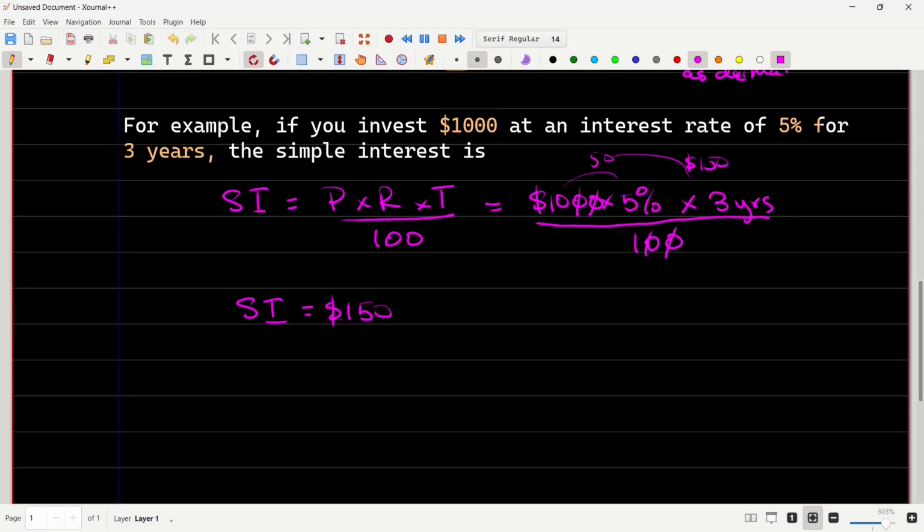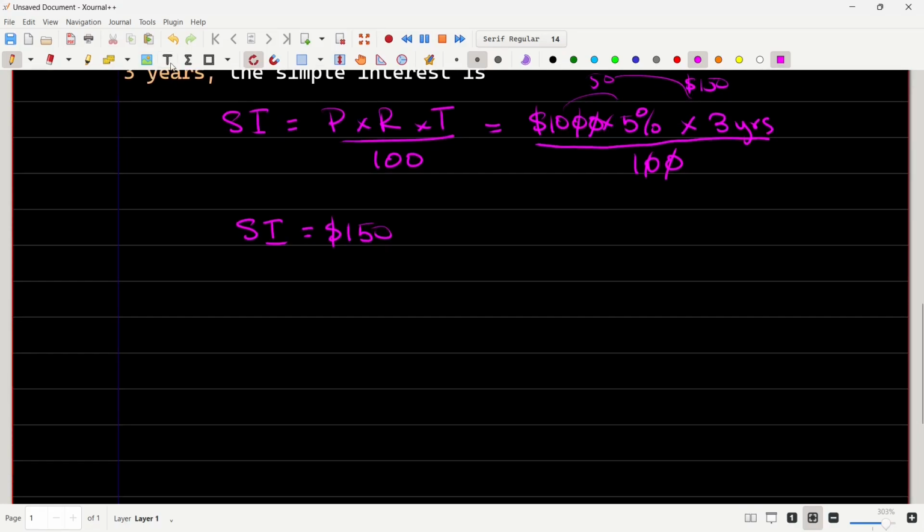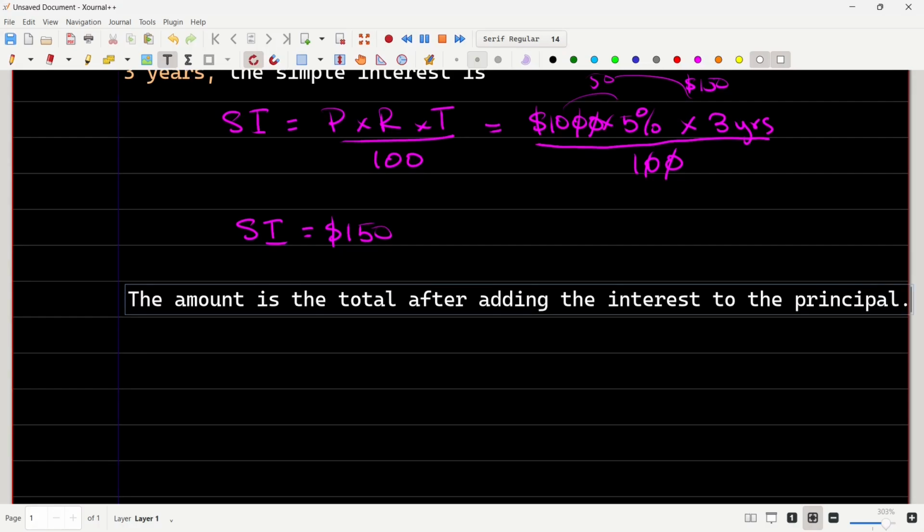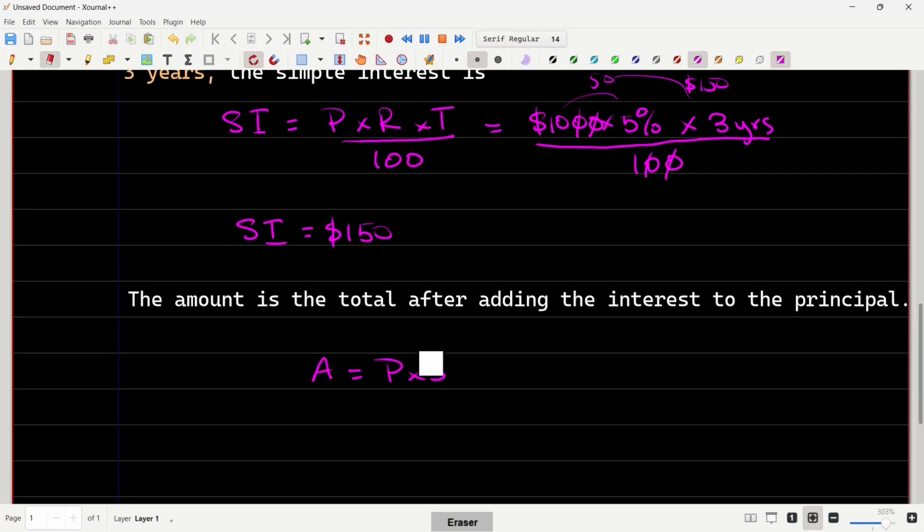150. And then the final thing is the amount. Now, the amount is nothing more than the total after adding the interest and the principal. So the amount is the total after adding the interest to the principal, right? And that would be equal to the principal plus the simple interest.